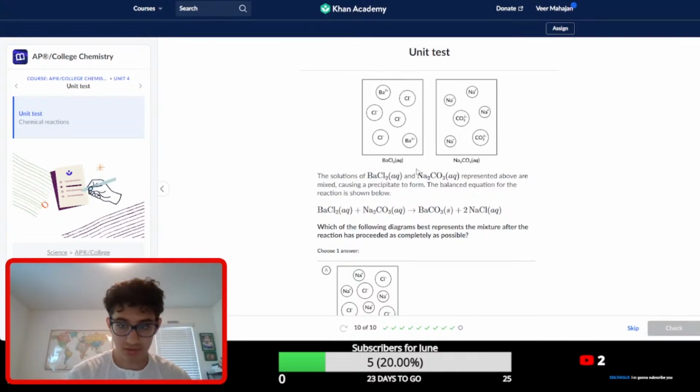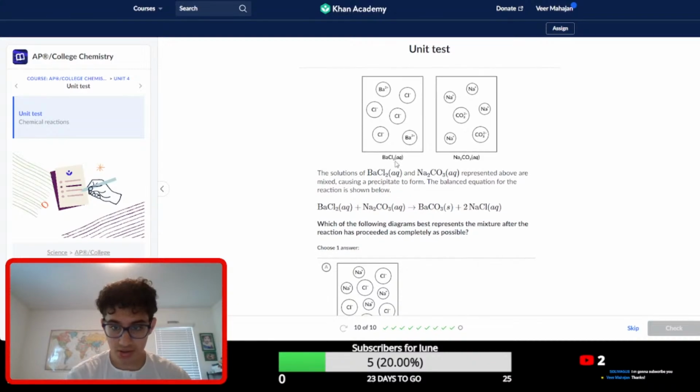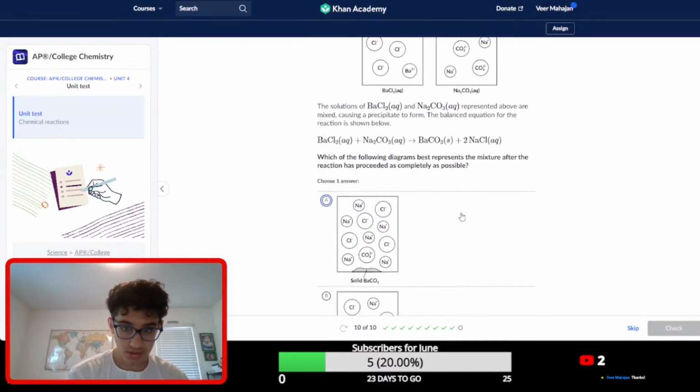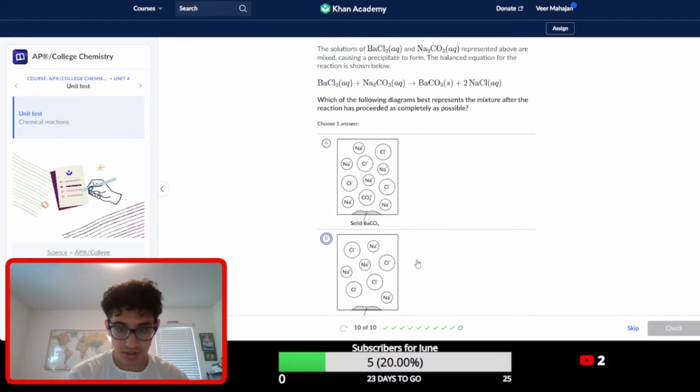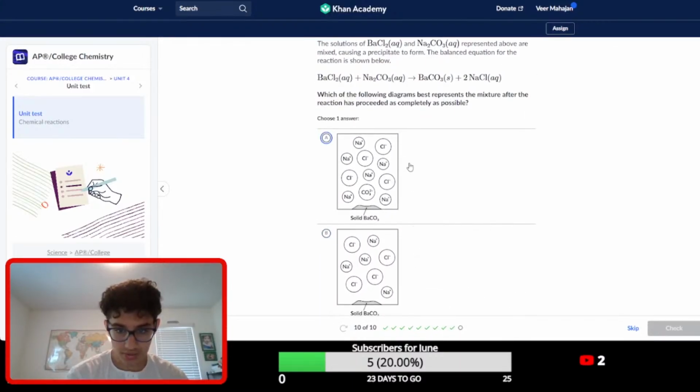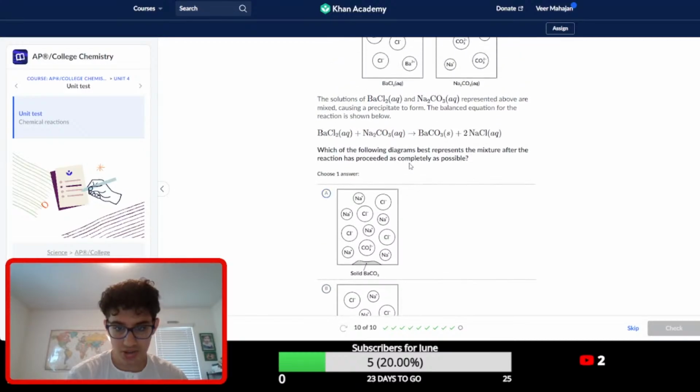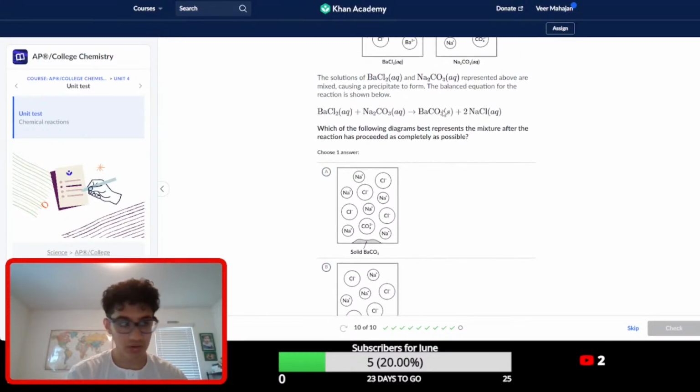So let's take a look at this then, right? So barium chloride, and then these are represented above, causing a precipitate to form. With the precipitate, we can see over here, it's going to be the solid, which is BaCO3. So it has to be one of the top two. And out of these two, everything else should cancel out, right? CO3.